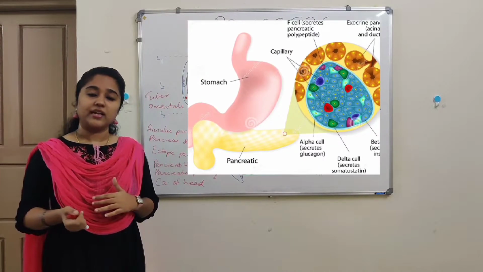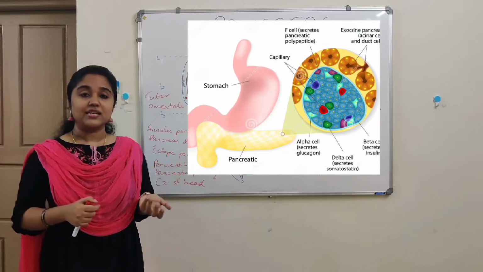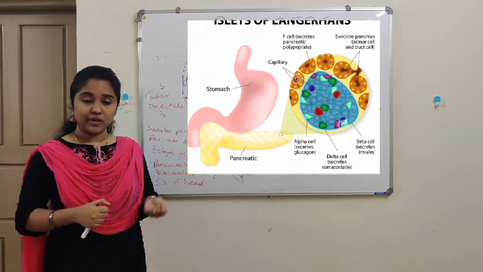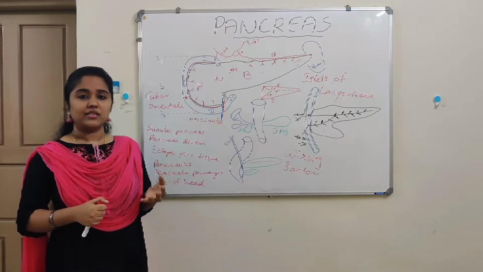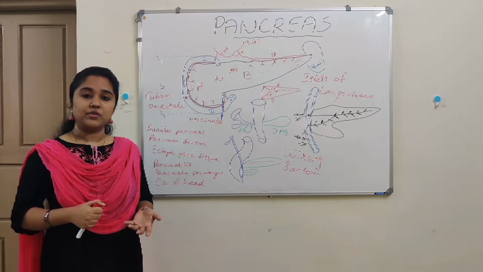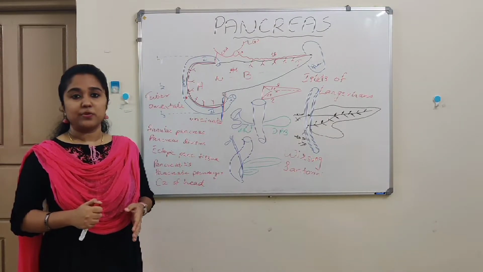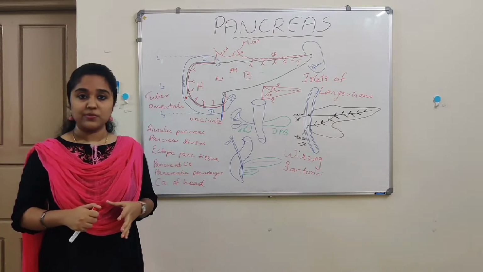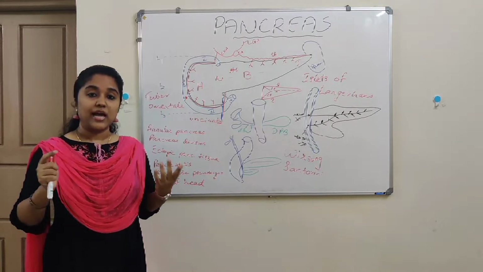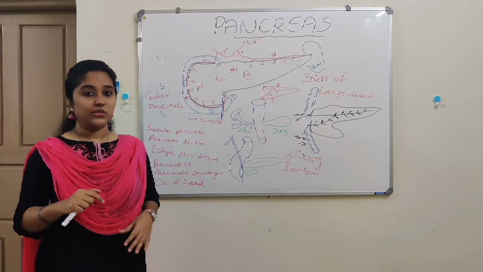These islets of Langerhans have many cells: alpha cells that produce glucagon, beta cells that produce insulin, delta cells that produce somatostatin, PP cells that produce pancreatic polypeptide, D1 cells that produce vasoactive intestinal peptide, and enterochromaffin cells that produce serotonin. So these are some of the cells of the islets of Langerhans. The main ones are the alpha and beta cells. Alpha cells produce glucagon, whereas beta cells secrete insulin.